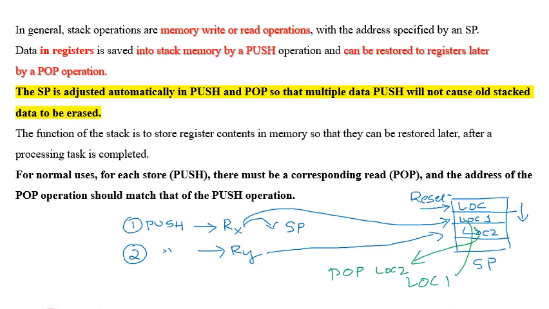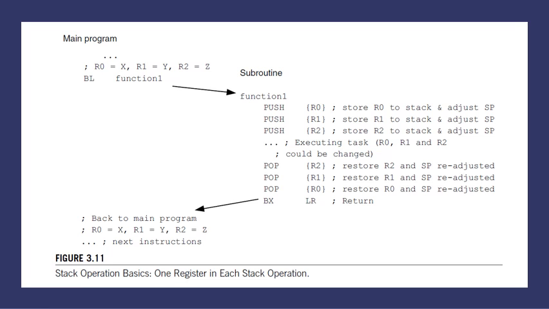We shall see the things in instructions, in the second module, in detail. Say for example, assume register R0 is holding the X value, R1 is holding the Y value, R2 is holding the Z value. If you use a subroutine program using the branch and link instruction, in function one we have three push instructions: push R0, followed by push R1, then push R2.